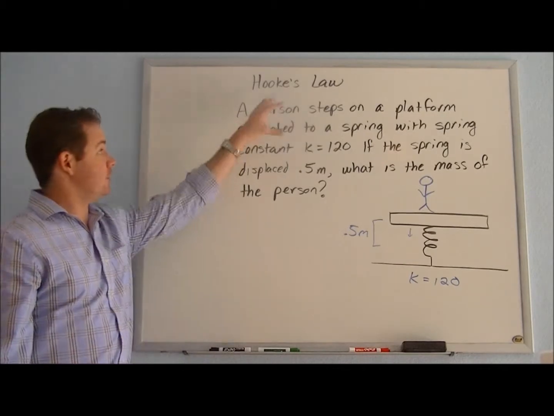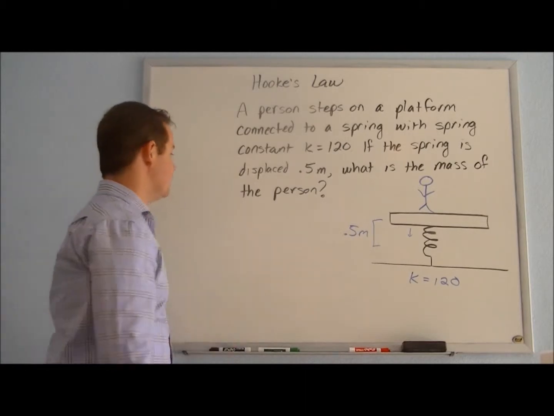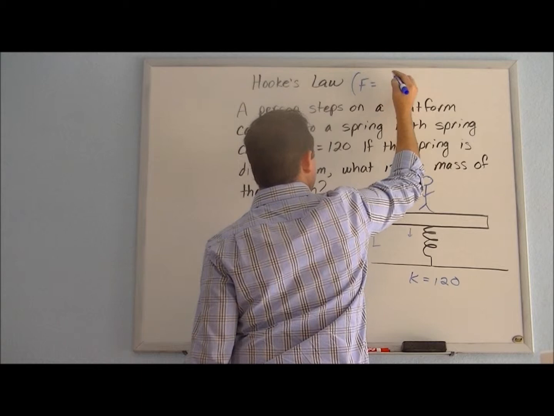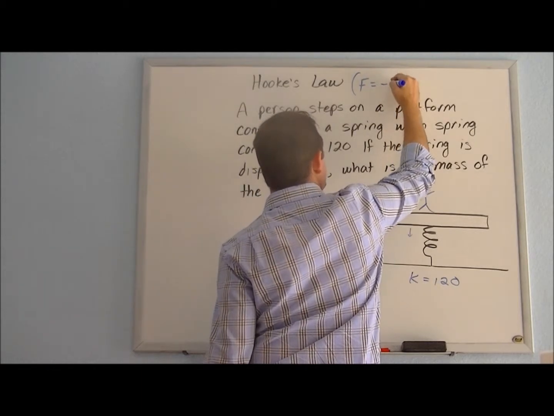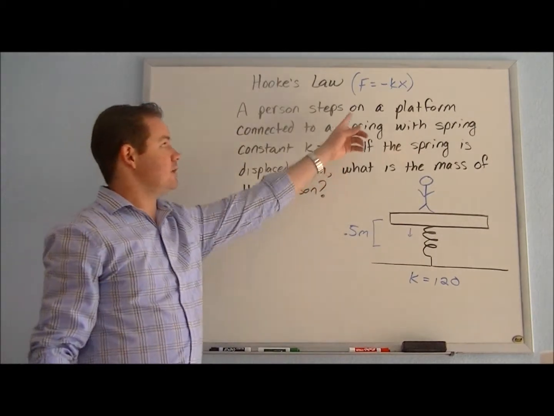So now we have to know Hooke's law to be able to relate these values to each other. And Hooke's law tells us that the force is going to be equal to negative kx. So let's talk about what this means.